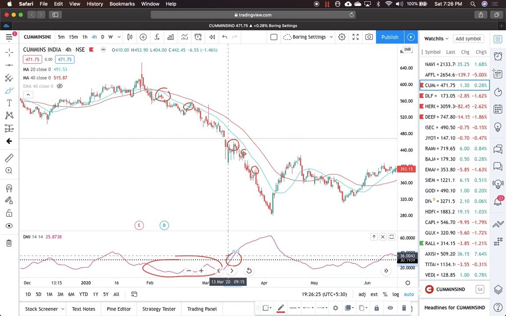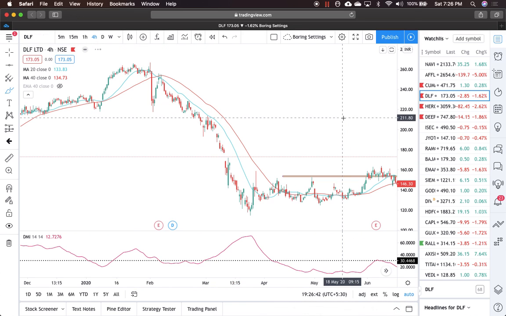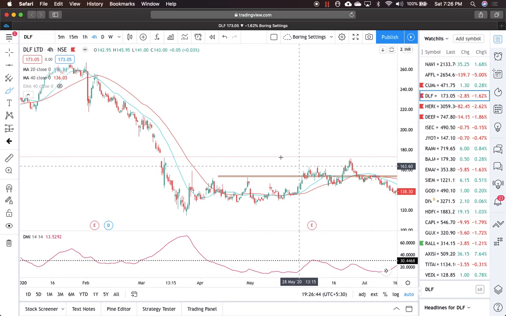So when we are back testing, things look quite easy, but you have to keep these filters in place because otherwise things can get really bad for you. And we want to be able to manage the trades well, and these filters basically are good for you to minimize those losses. Another example is the chart of DLF.